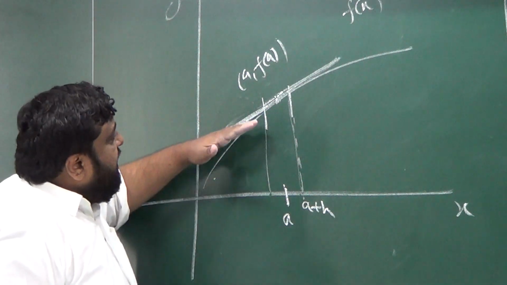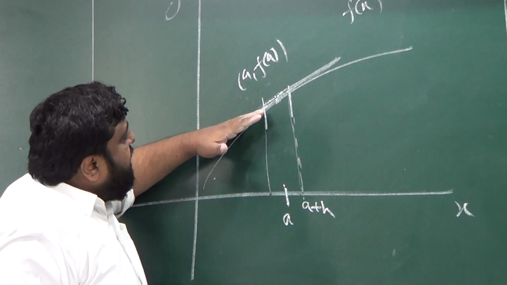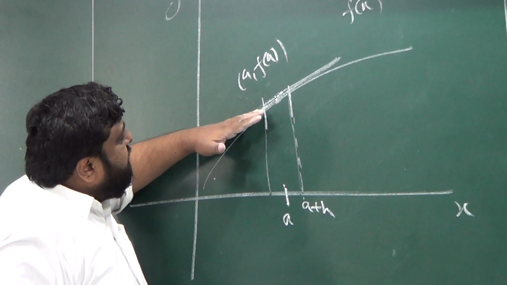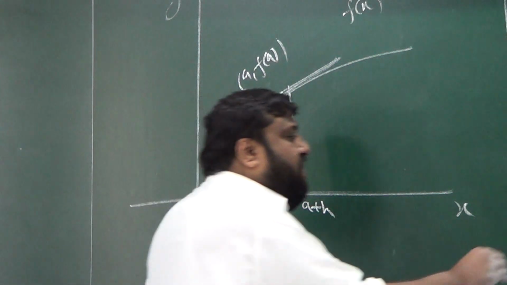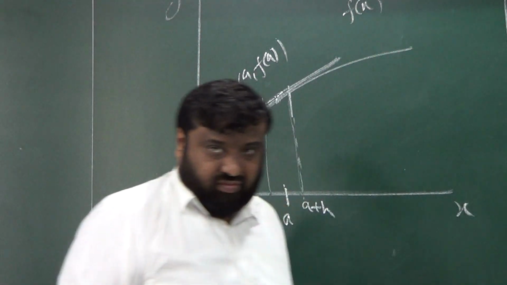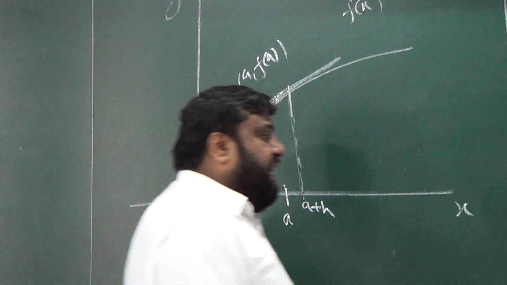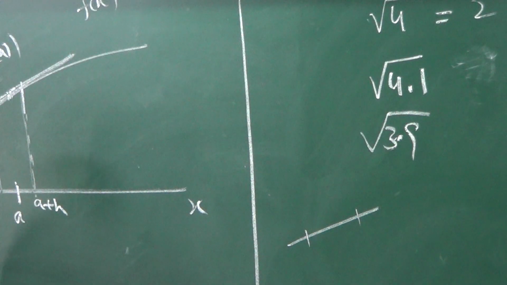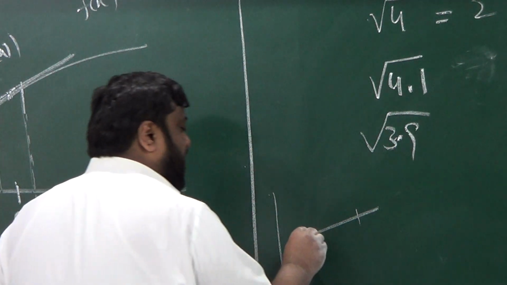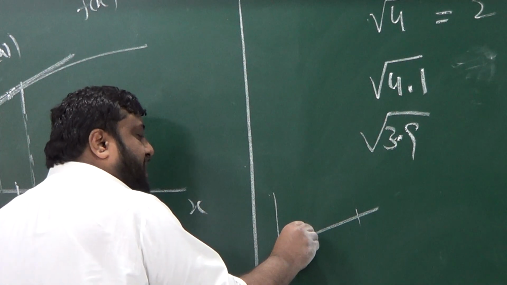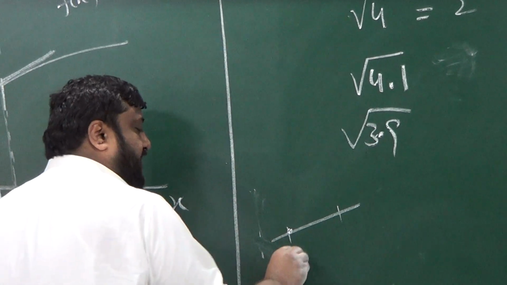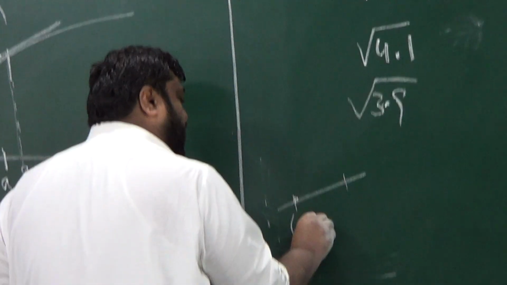How can you do it? What I can think about is that it's like you have a line, and you have 2 points on the line. Consider this, and the coordinates of, for example, this point, say a and f of a.